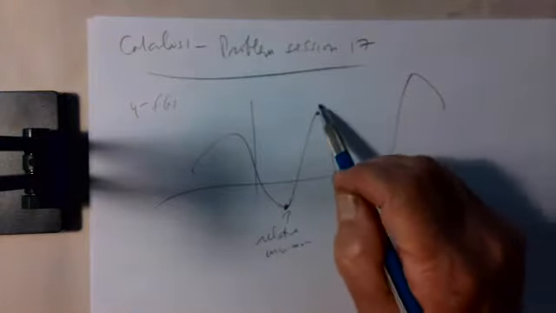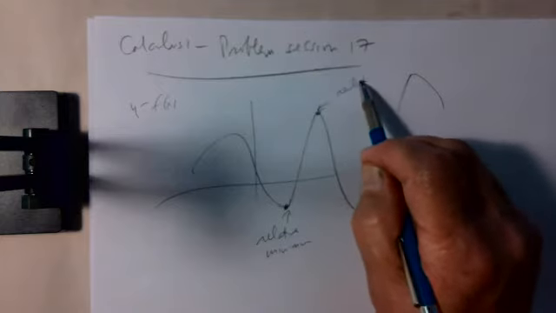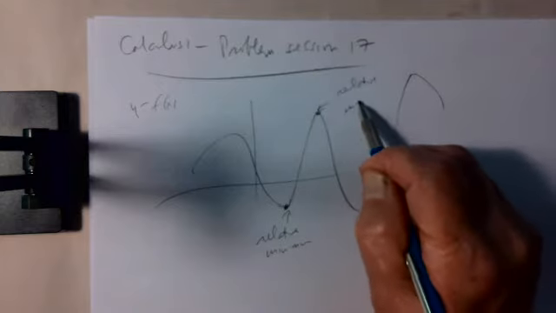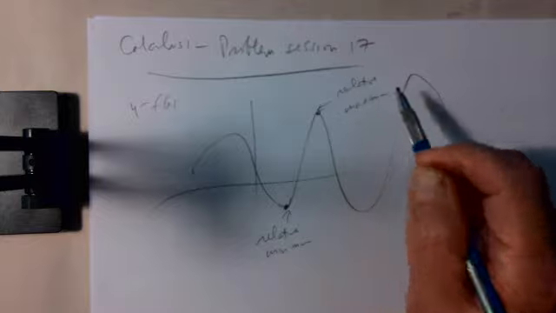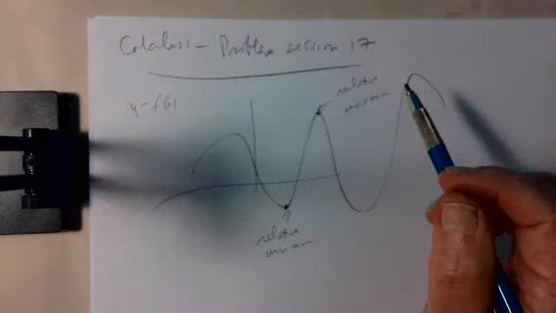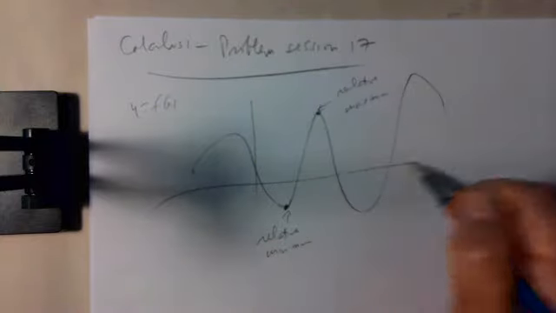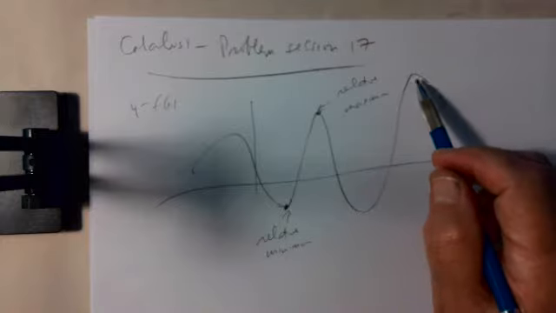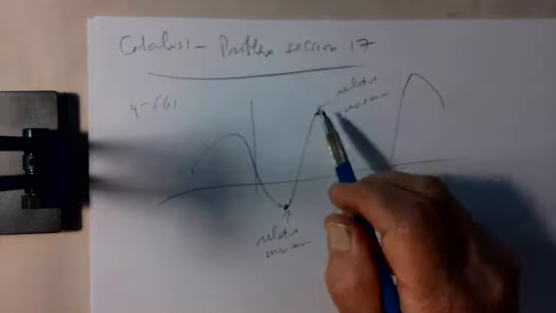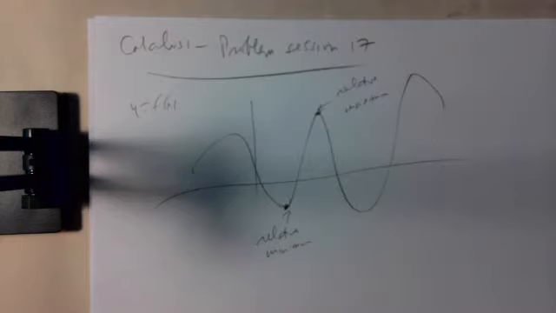This point would be a relative maximum. It's not the largest value the function has when you look at the whole graph, but in some neighborhood of that point, that is the largest value.